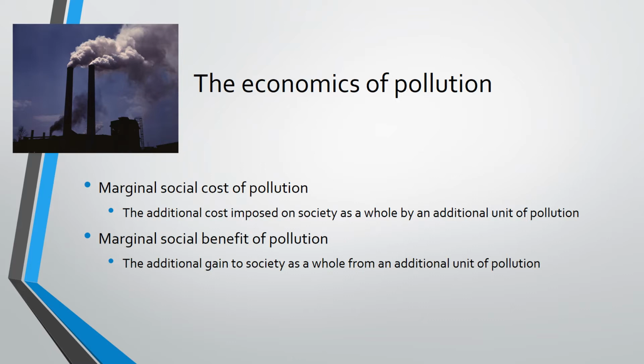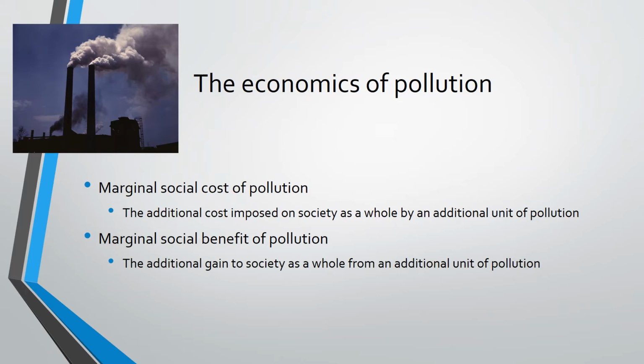So we're going to compare two things here, the marginal social cost of pollution and the marginal social benefit of pollution. The first one, the marginal social cost, is the additional cost, again because we're talking about at the margin, imposed on society as a whole by an additional unit of pollution. Then we're going to consider the marginal social benefit of pollution, which is the additional gain to society. So what's being produced as a result of that additional unit of pollution. So there are both costs and benefits, and perhaps if your marginal analysis tools have been sharpened properly, hopefully we can see where this is going.